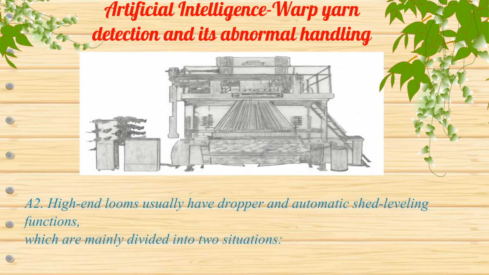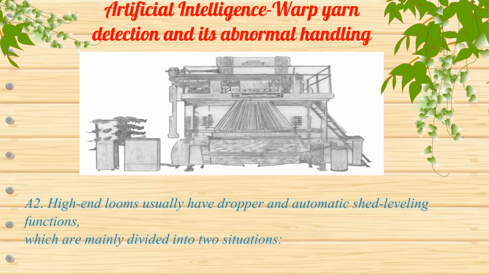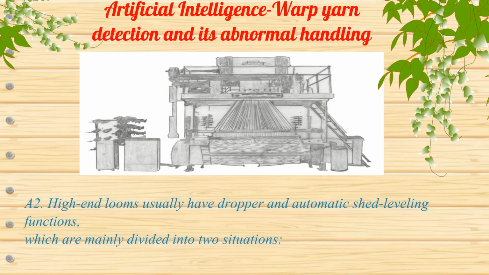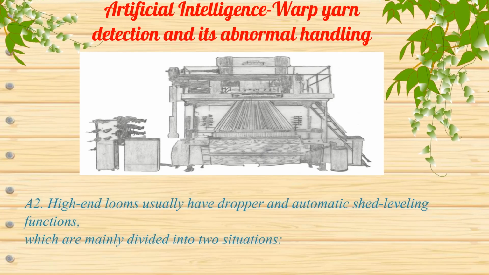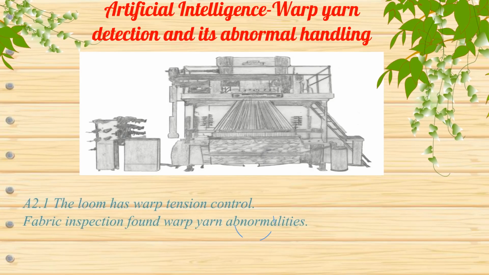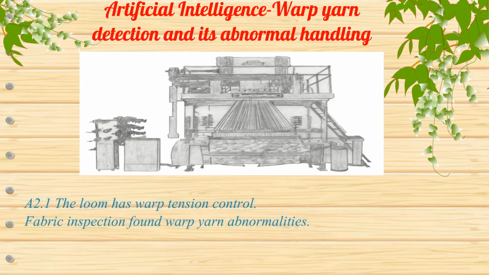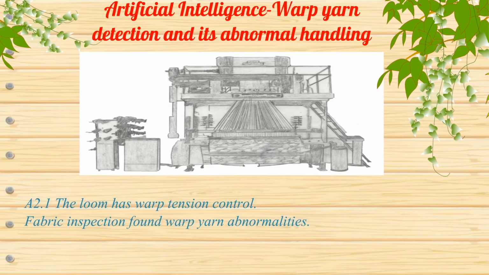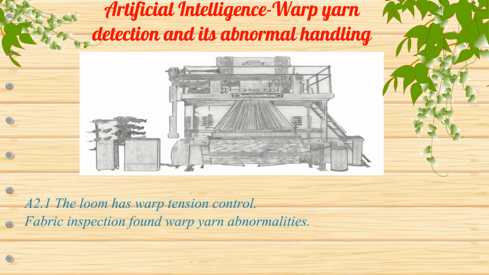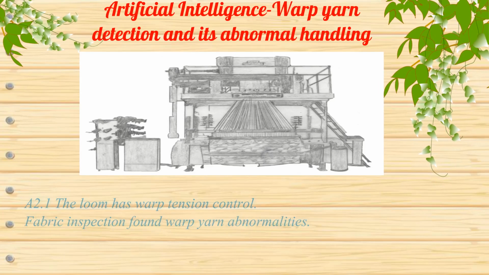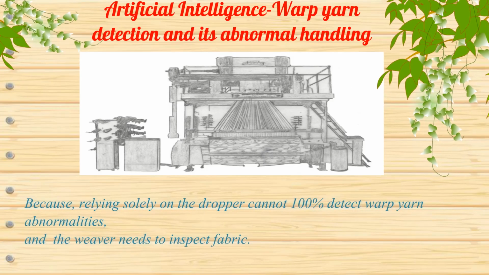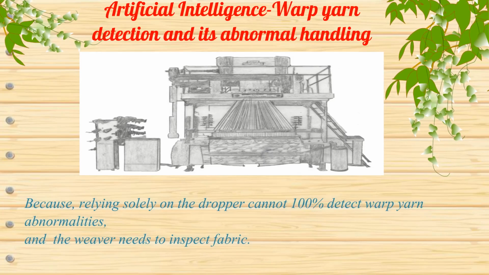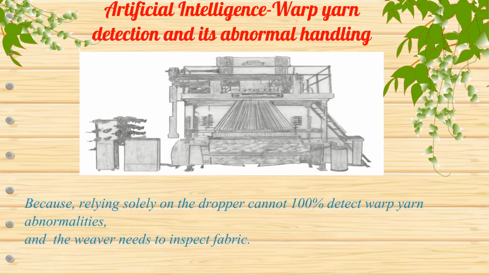A2. High-end looms usually have dropper and automatic shed leveling functions, which are mainly divided into two situations. 2.1, the loom has warp tension control. Fabric inspection found warp yarn abnormalities, because relying solely on the dropper cannot 100% detect warp yarn abnormalities, and the weaver needs to inspect the fabric.